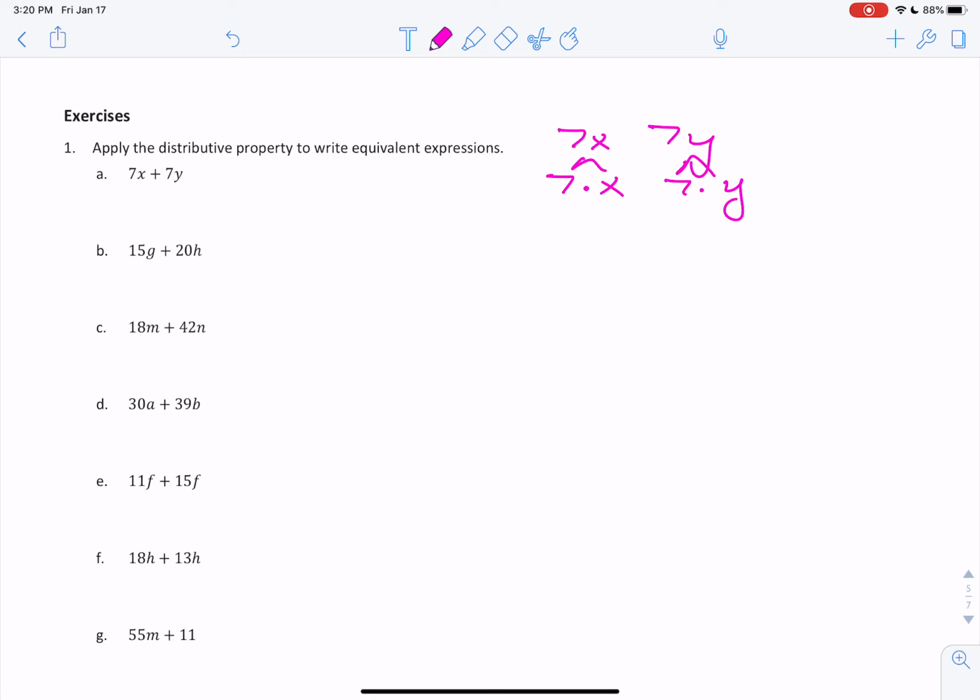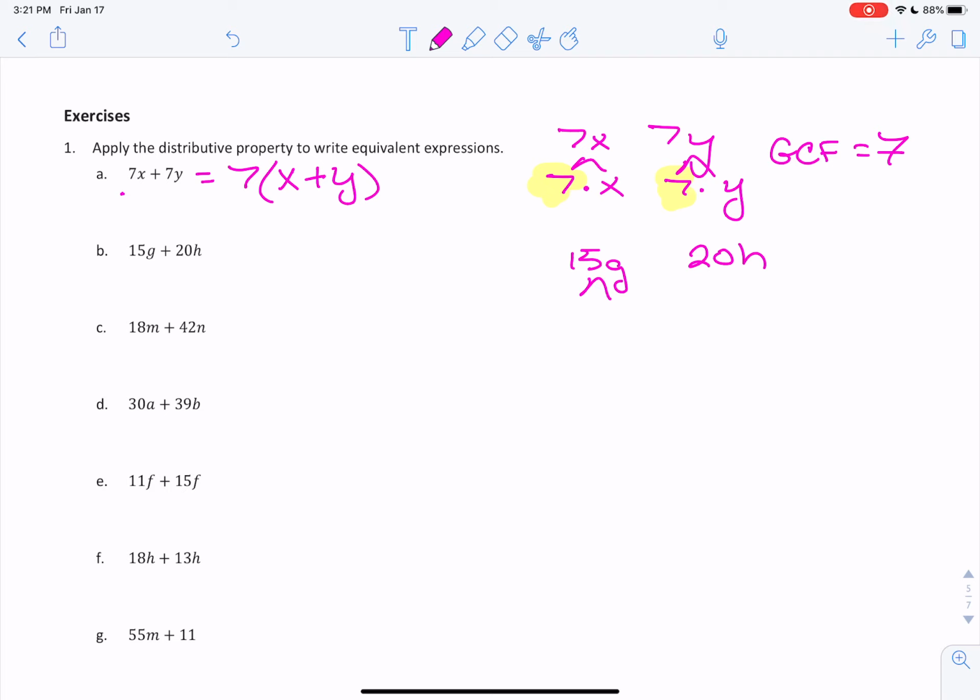X and y are different terms, so they cannot be combined. But we have this 7 and this 7 in common, so my GCF is going to equal 7, and that means the GCF, remember, goes outside the parentheses, and your leftovers go on the inside. So x plus y stays on the inside. If you multiply it out, 7 times x is 7x, 7 times y is 7y, and you get what you started with. Okay, for problem B, we have 15g and 20h.